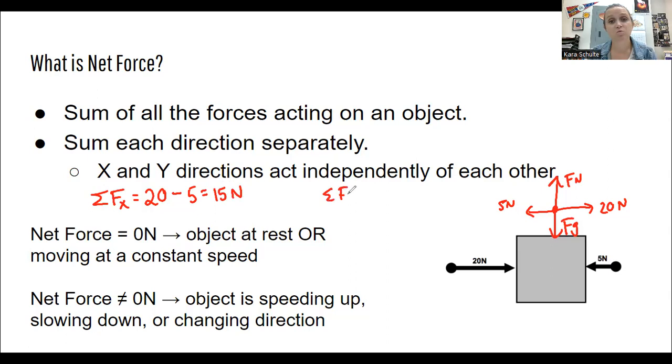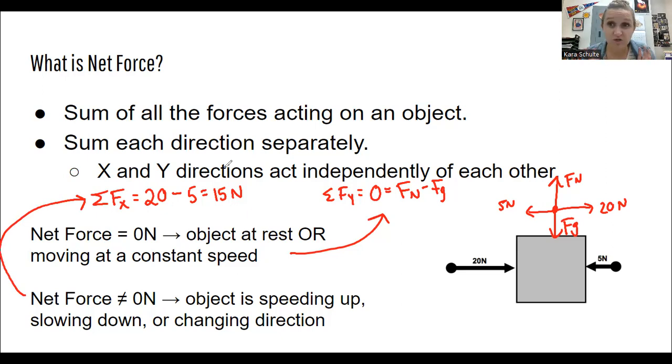If I were to sum them in the Y direction, we don't know anything about it. But for now, we're going to say there's no acceleration because we're saying it's balanced. So we're going to have equals 0, which would be Fn minus Fg. You'll notice here, if the net force is equal to 0, our object's at rest or at a constant speed. So that would be our Y direction here. However, if the net force is not equal to 0, that means my object is speeding up, slowing down, or changing direction, which is our X direction here.